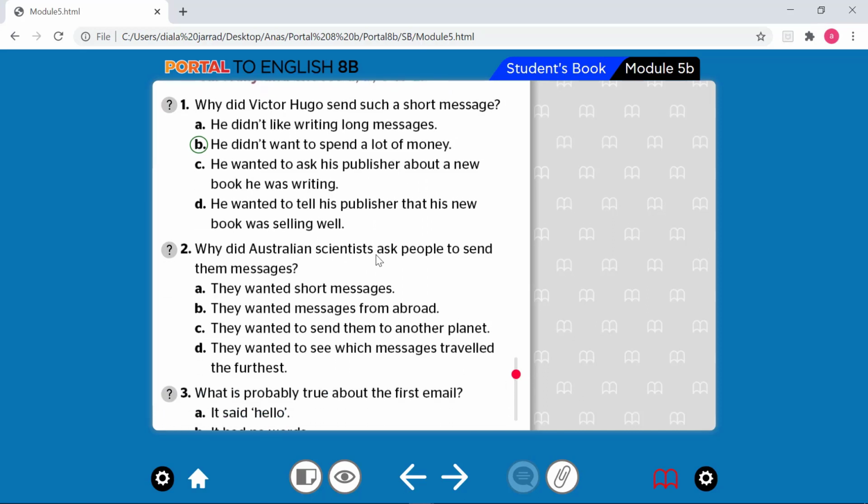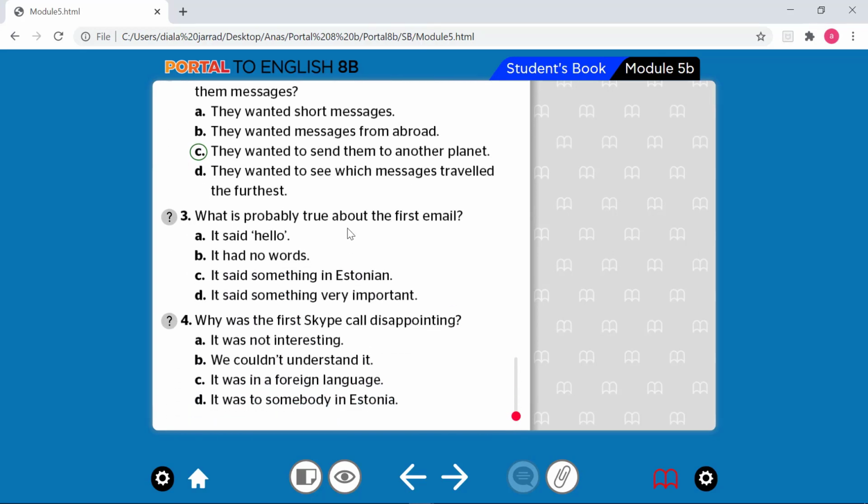Why did Australian scientists ask people to send them messages? The reason is that the scientists asked people to send them messages. They wanted short messages. They wanted messages from abroad. They wanted to send them to another planet. Or they wanted to see which messages traveled the furthest. No, of course it's C. They want to send these messages outside the Earth.